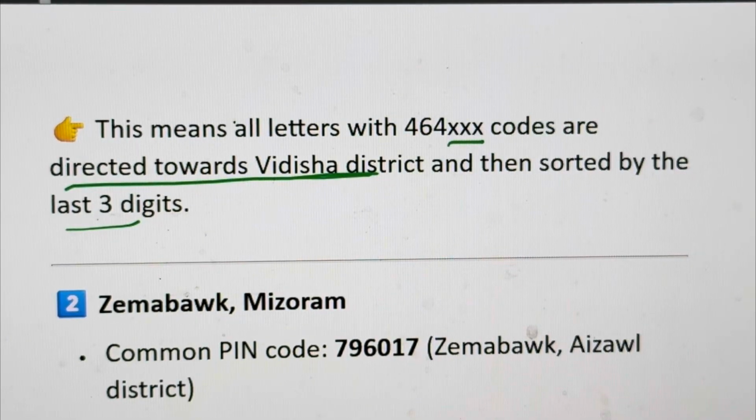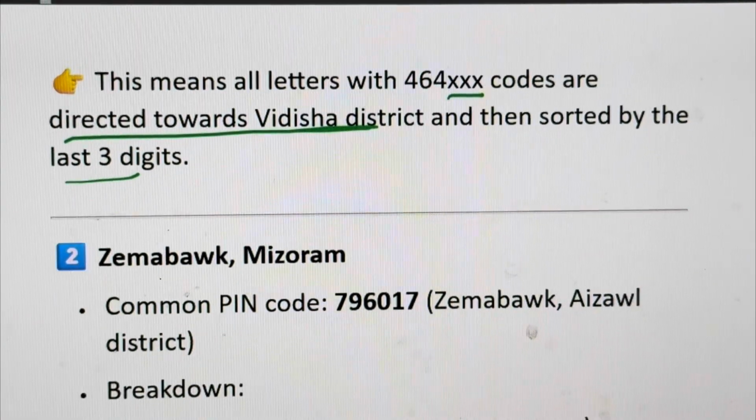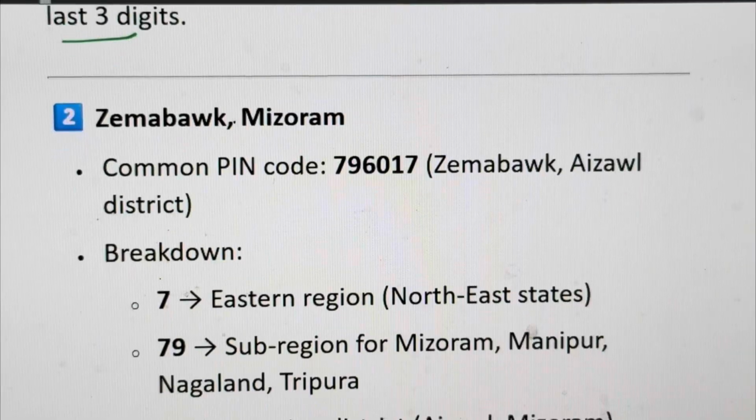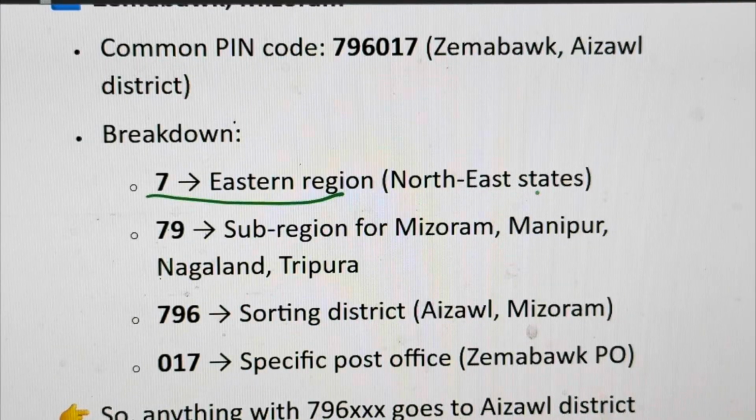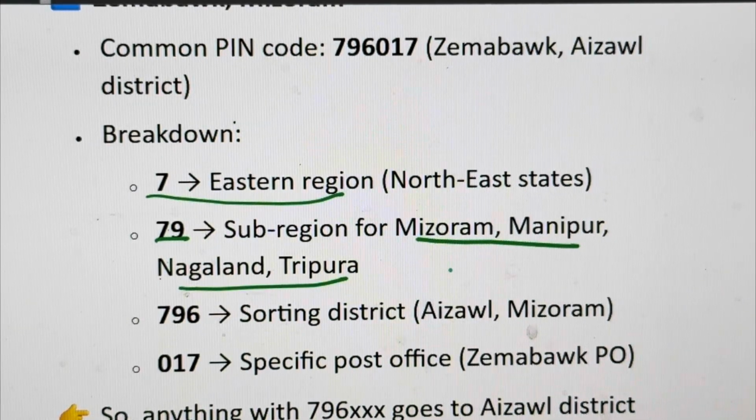Now let us understand the example of Zemabak, which is in Mizoram. The common pin code is 796017. It's in the Aizawl district, right? So 7 is for the eastern region, which is northeast. That is, 79 gives the specific region, and the sub-regions are Mizoram, Manipur, Nagaland, Tripura. So if it is 79, it has to go to these regions. And if it is 796, it will go only to Aizawl, Mizoram, right? Aizawl is the capital of Mizoram.